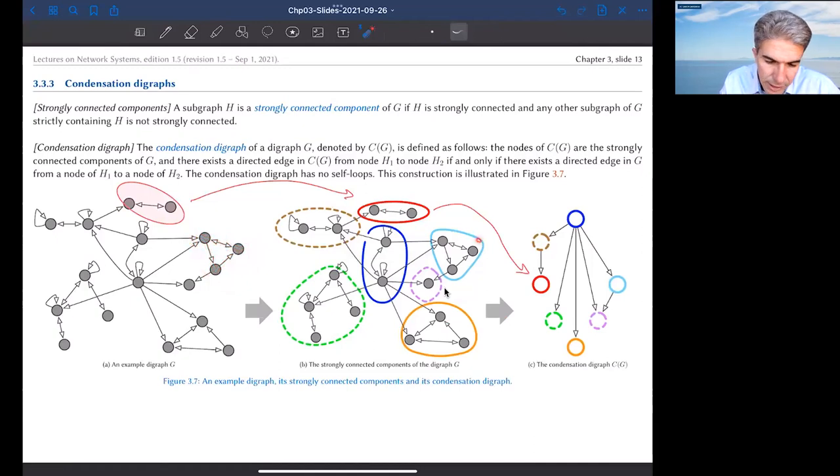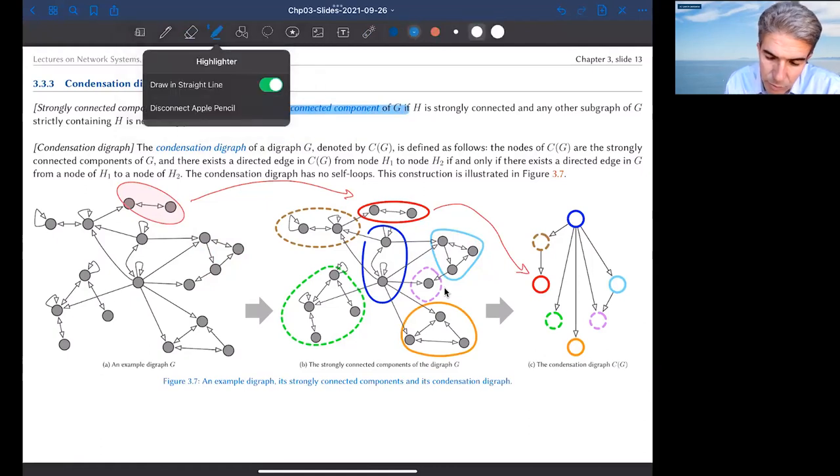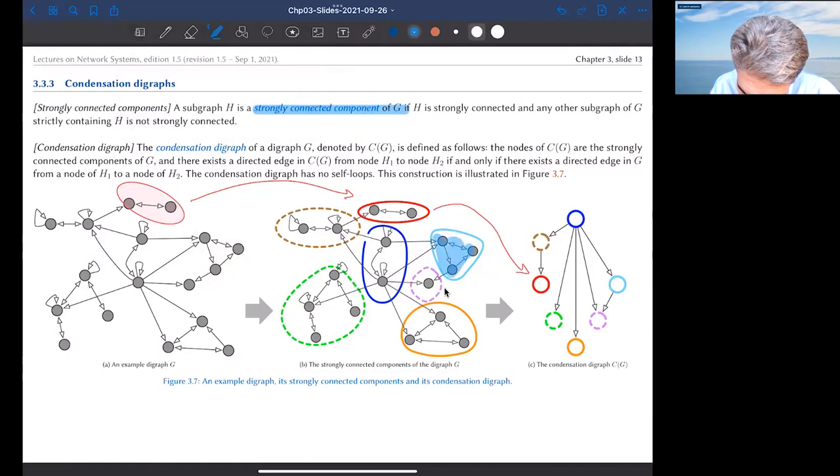So here's the picture, right? So these three nodes is a subgraph, and it's strongly connected, and it's maximal in that. So what we're looking for is the definition of a strongly connected component of G. As I said before, it's a subgraph, it's strongly connected, and it's not just a strongly connected subgraph, it's maximal in that property. And now this corresponds to this subgraph here, this one in blue, and we map this to this node right there. And I will explain this last step in a second.